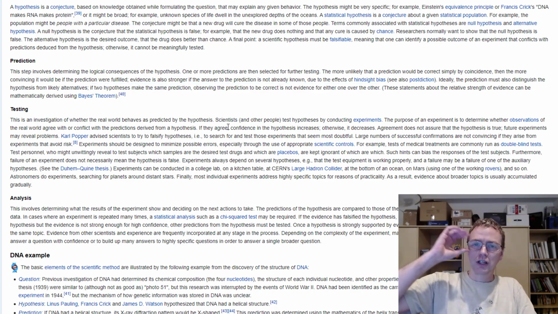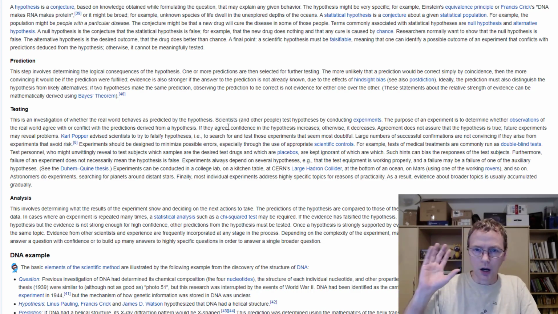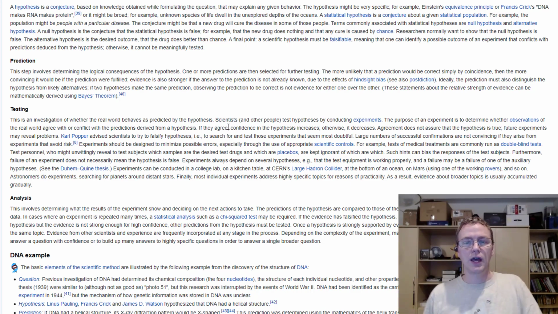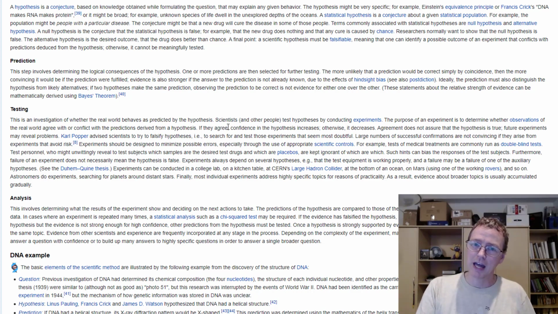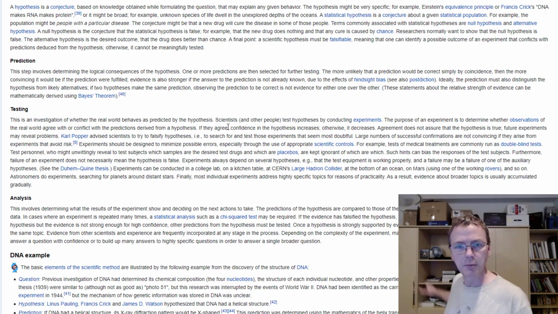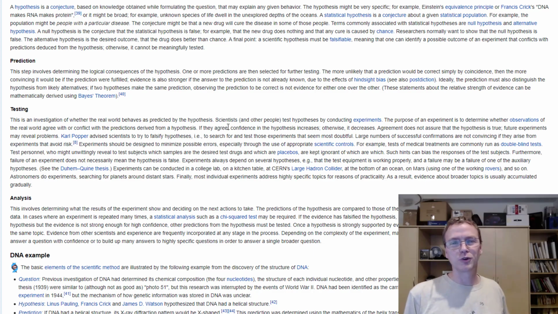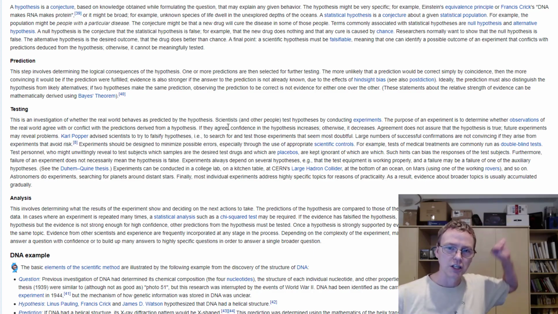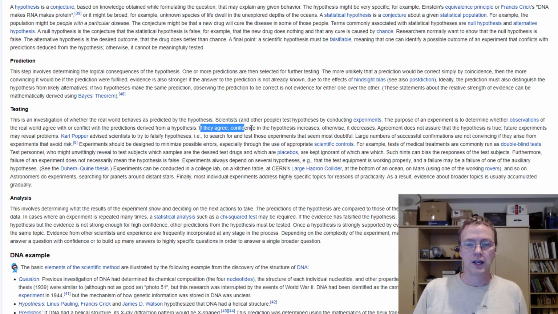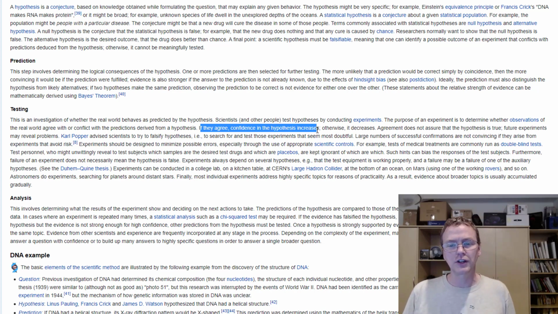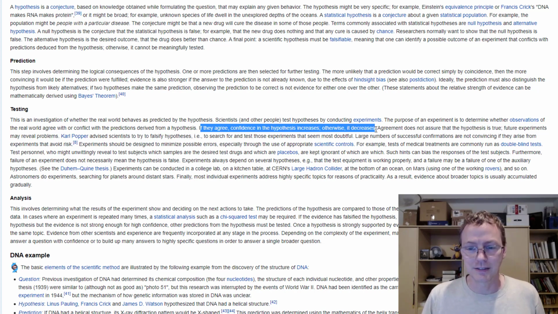Here, this one's good. What do we do based on these results? Do we say, if the prediction does not match, we strike that hypothesis? That's wrong. That's what Feynman says, right? If it doesn't match, it's wrong. Let's see what Wikipedia has to say. If they agree, confidence in the hypothesis increases. Otherwise, it decreases.